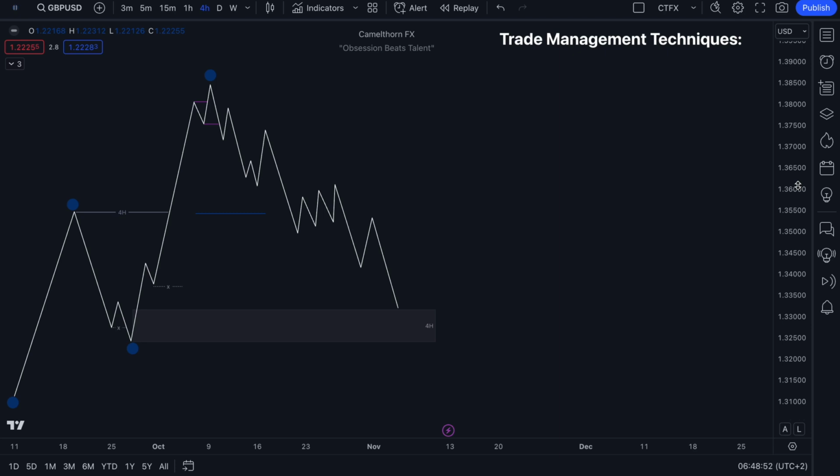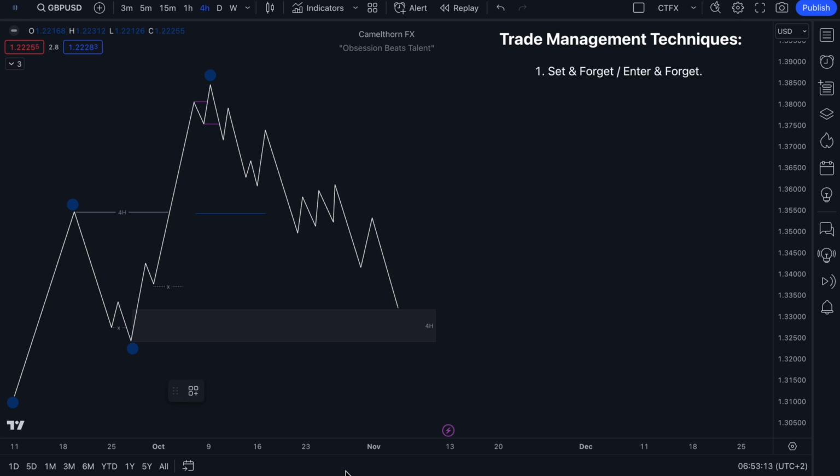Now, much like everything else in trading, it's important for you to find an approach that resonates with your personality, that resonates with the way in which you want to trade the markets. And so today, I want us to look at a few of those techniques.